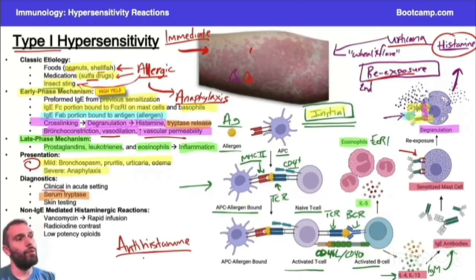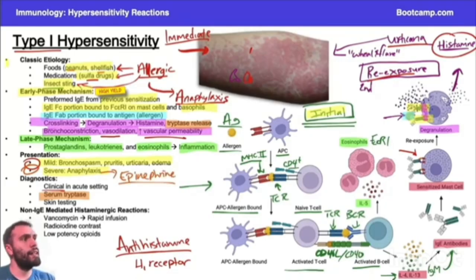Just know that a lot of what we're targeting here is primarily going to be at the H1 receptor, okay? And we don't have to go into too much more detail than that. Step 1 isn't very heavy on the management, but for step 2, we'll definitely go into more detail. But if we're talking about anaphylaxis, we need something that's going to work immediately. And so in those situations, we're talking about epinephrine.